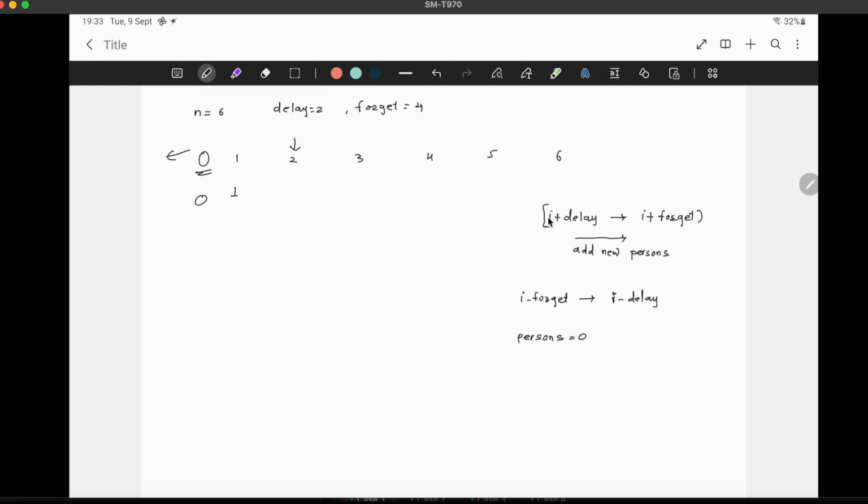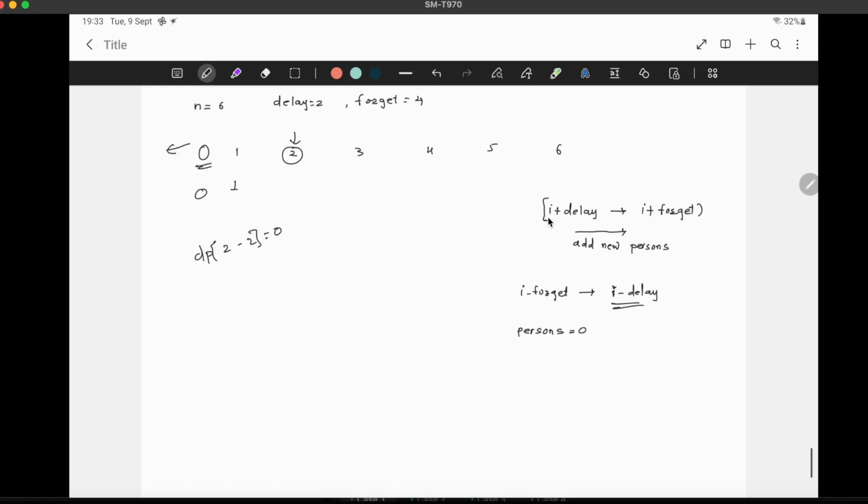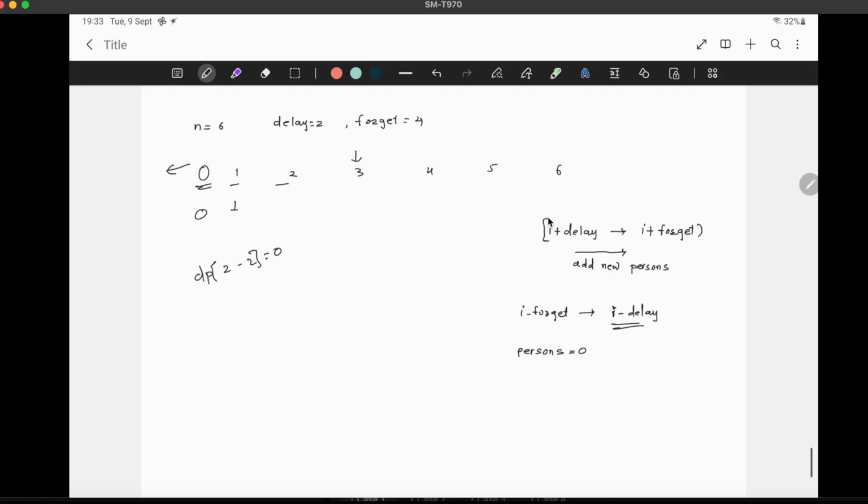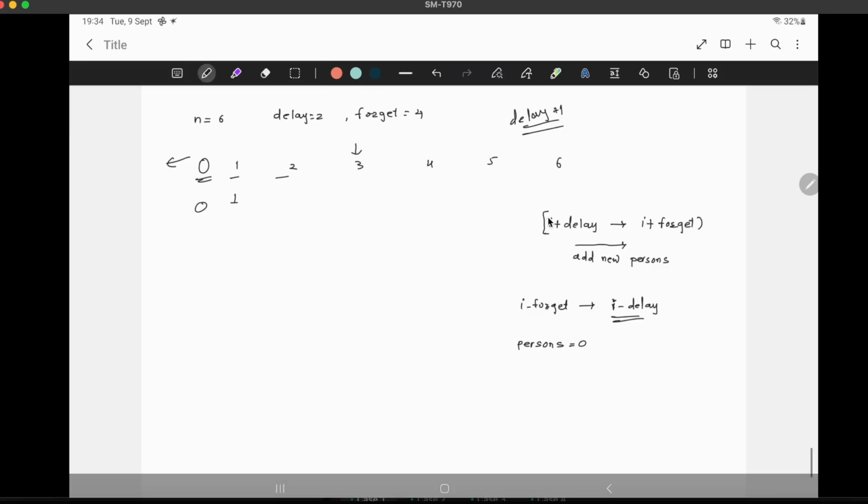Of course, for I minus delay, whatever index we have, dp of I minus delay would take us to the 0th index. So obviously we will start from after that, because we know that from the first index onwards only one person knows the idea. So why explore all these indices? Simply, we will start from the third index, that is delay plus 1. From delay plus 1 we will start, and we will keep on adding these persons, adding the previous persons count that we have.